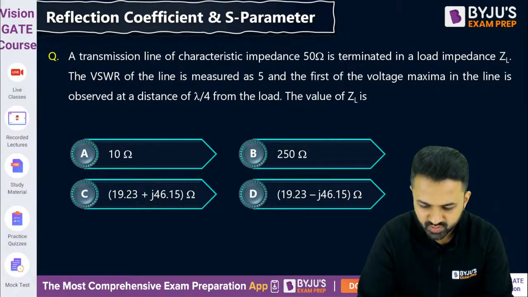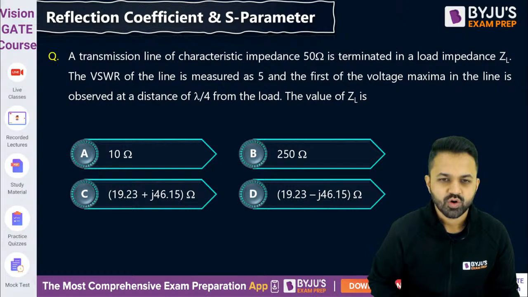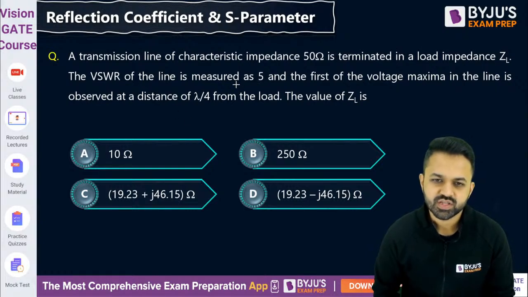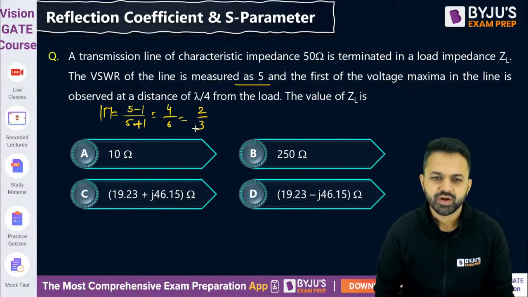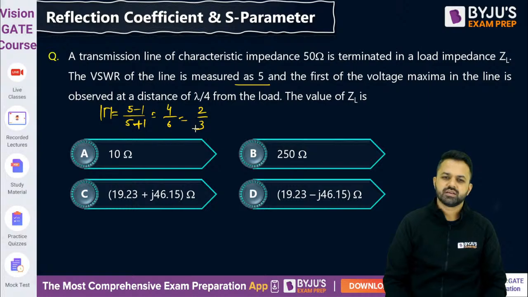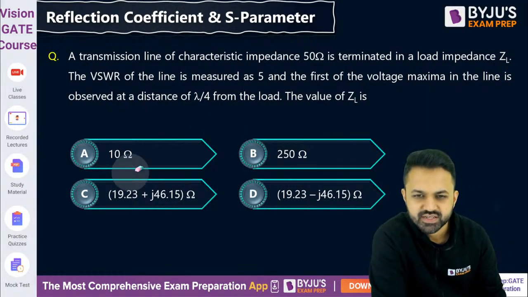10 ohm. Okay. Option A, 10 ohm. Yes. So almost the same thing. Here also the VSWR is 5. So by which you will get the gamma, that is mod of gamma, 5 minus 1 divided by 5 plus 1, which is nothing but 4 by 6, 2 by 3. Okay, sorry. It does not require, let it be.